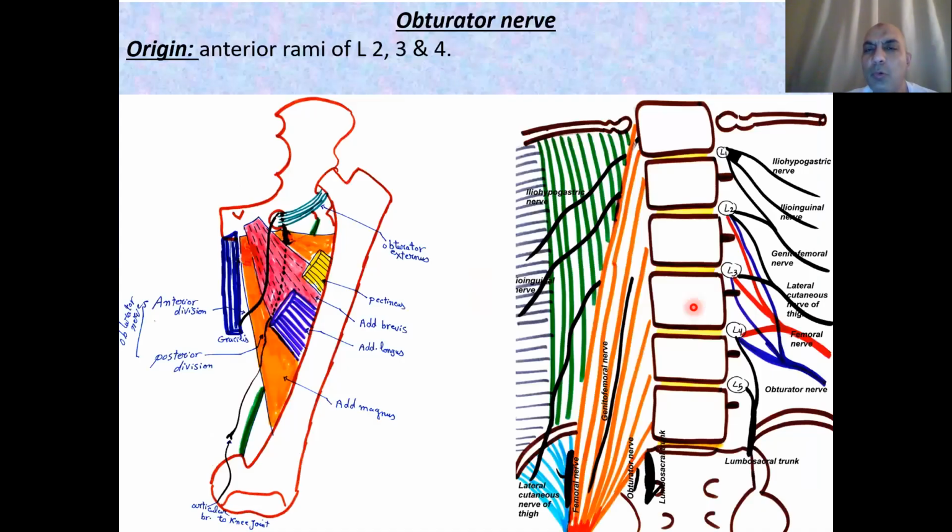Number 2, we have the obturator nerve. Try to remember, from the lumbar plexus arise 6 branches, 2 for the lower limb in particular, very important for us: femoral for the anterior compartment and obturator for the medial compartment. Both obturator and femoral have the same root value, L2, L3, L4. So both of them arise from L2, L3, L4.